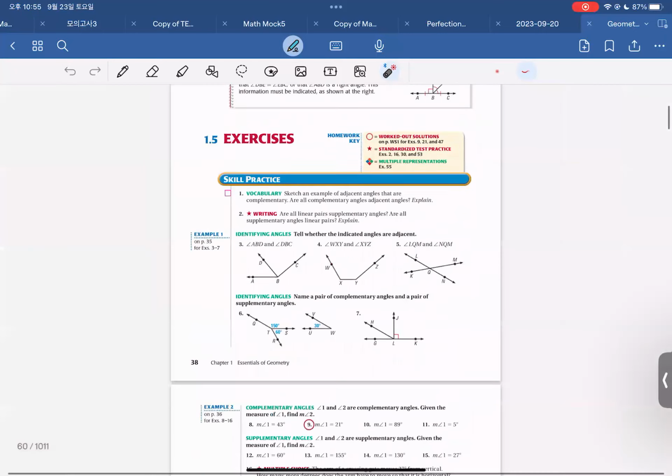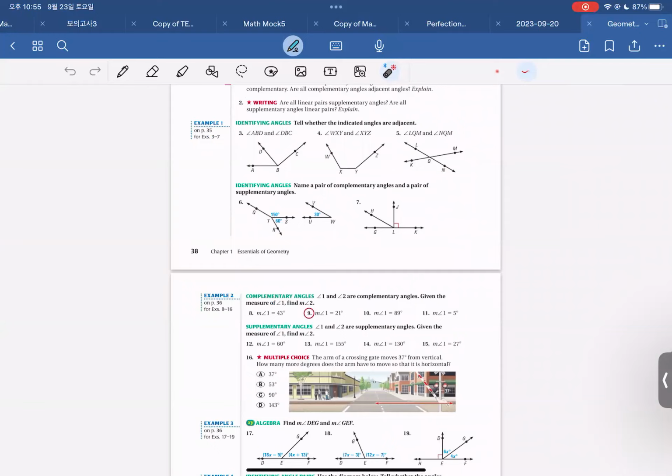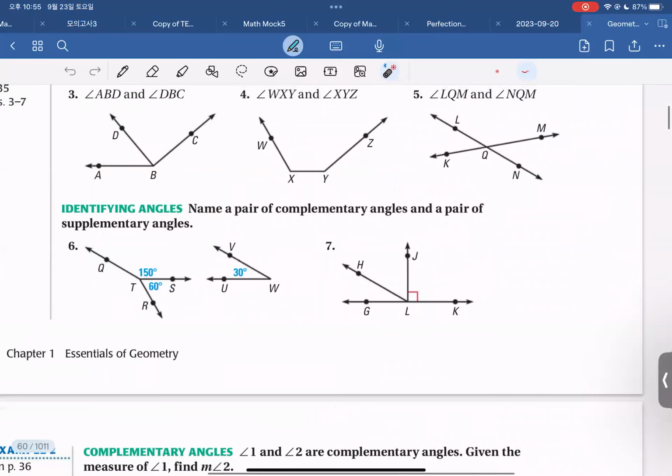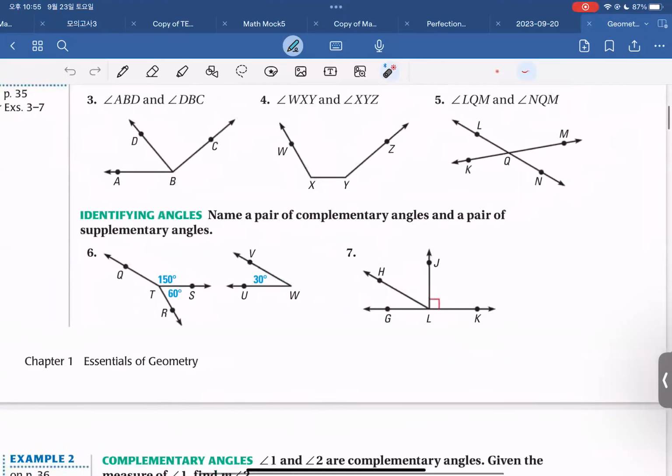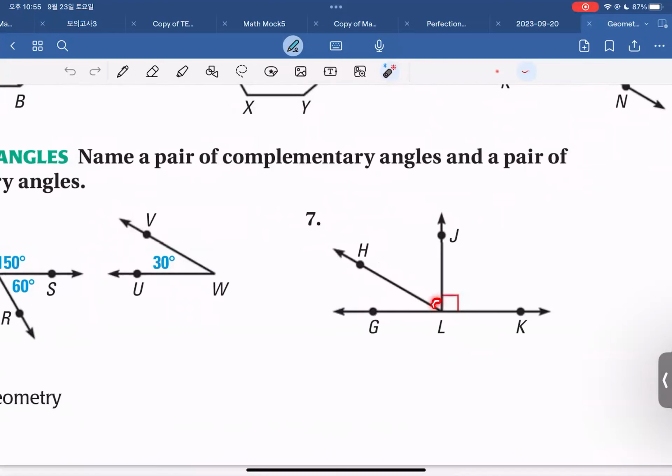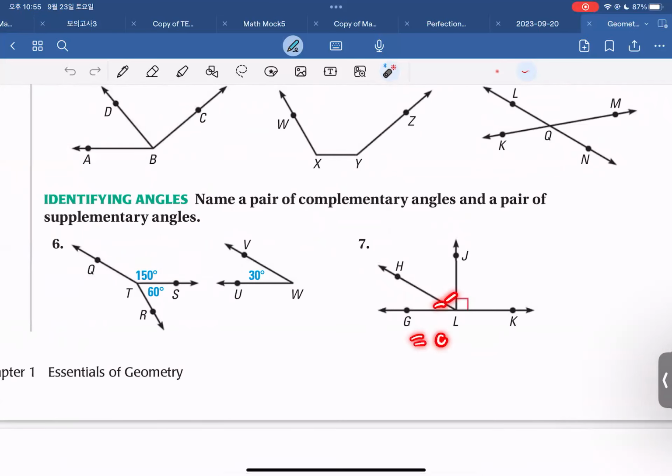Yep. And before we move on, let's quickly look at number 7. Here it says name a pair of complementary angles and a pair of supplementary angles. As we know, complementary angles add up to 90 and supplementary angles add up to 180, right? So a pair of complementary angles has to add to 90. I think angle JLH and angle JLG would be a pair of complementary angles, because since this is 90 degrees, you can imply this must be 90 degrees because it's a linear pair, which means the total is 180 degrees. So these two angles add up to 90 degrees, which is the definition of a complementary pair of angles, right?